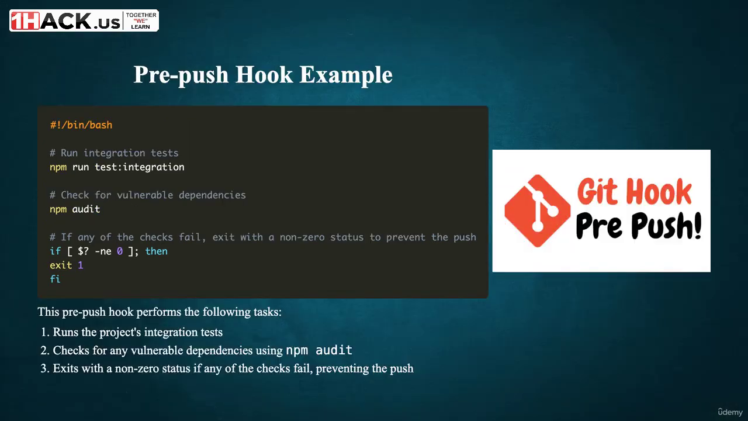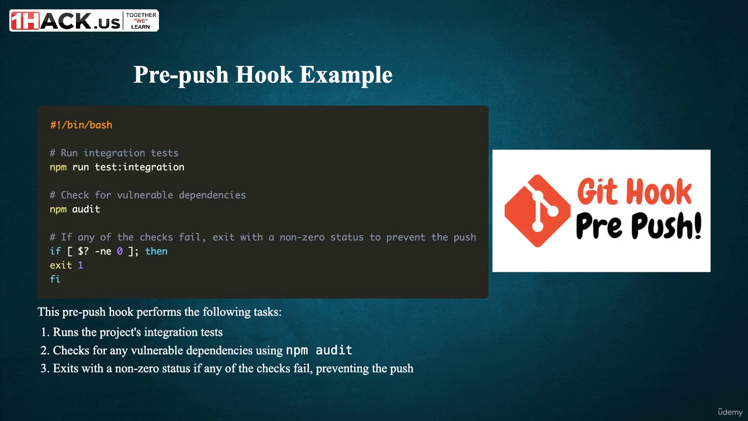Now, let's look at an example of a pre-push hook that can be used to ensure the quality and security of your codebase before it is pushed to a remote repository. This pre-push hook performs the following tasks. 1. Runs integration tests. The hook executes the project's integration tests, in this case, npm run test integration, to verify that the changes being pushed do not break the application's overall functionality.